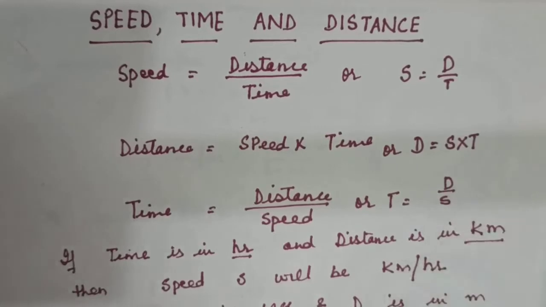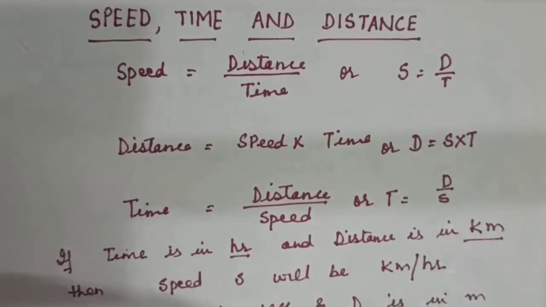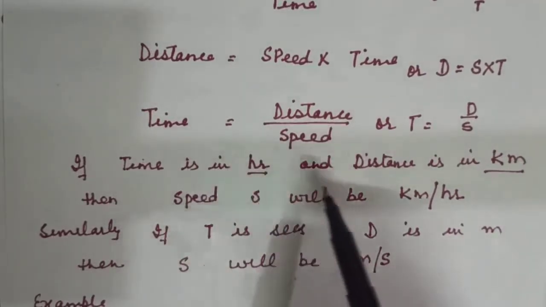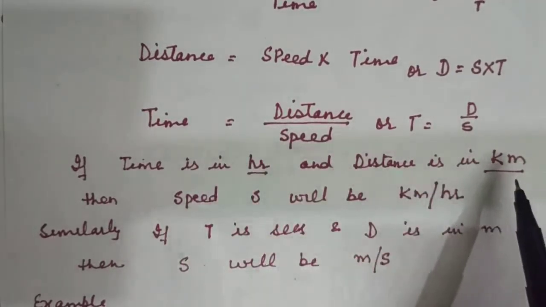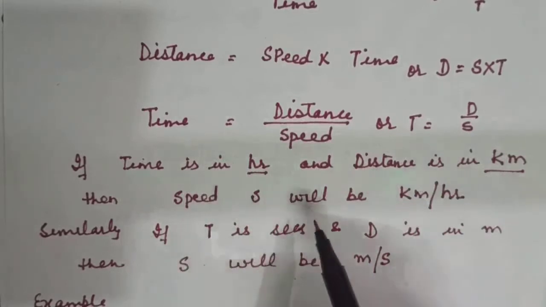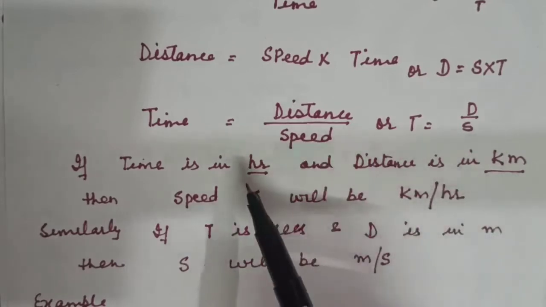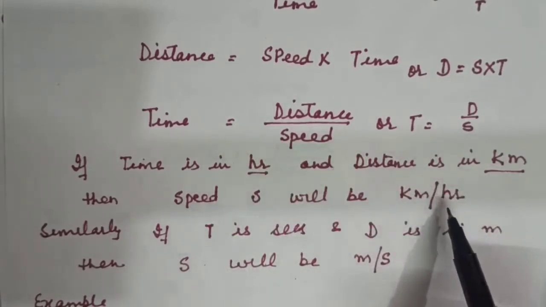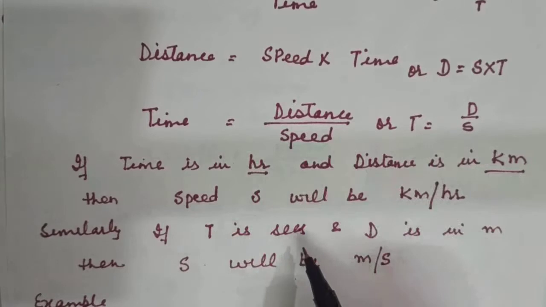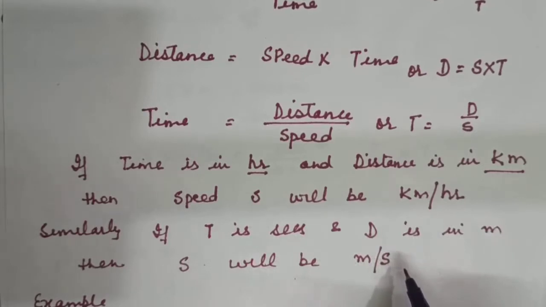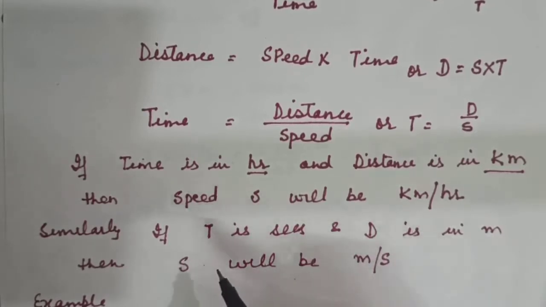Then comes the question of what their units will be. If we take time in hours and distance in kilometer, then the unit for speed S will be kilometer per hour. But if time is in seconds and distance is in meter, then speed will be meter per second. So according to the distance and time, we will have the unit of speed also.